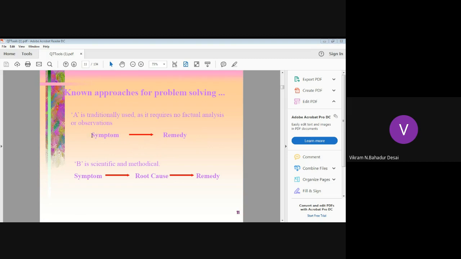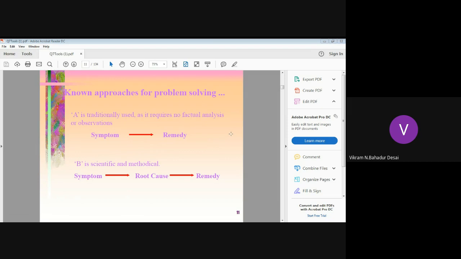So what are the problem approaches? A, traditionally used, requires no factual analysis. The symptom is there, and directly you are going to give a remedy. And B, how do we solve the problem using a methodological or scientific approach? First, we know the symptoms. What are the symptoms? Then you will understand the root cause. Then we will go for the remedy.